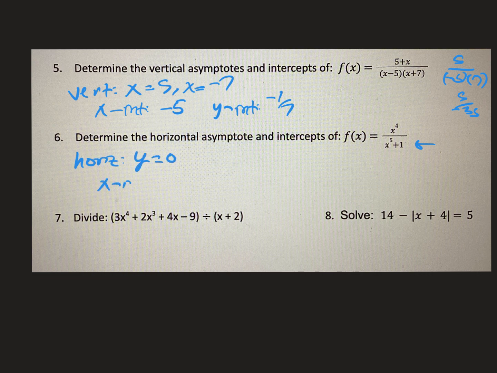The x-intercept is whatever makes your numerator 0, which is 0. The y-intercept, remember, cover up your x's. If you do that, that will leave a 0 on the top and 1 on the bottom, which is also 0. Looking good so far.